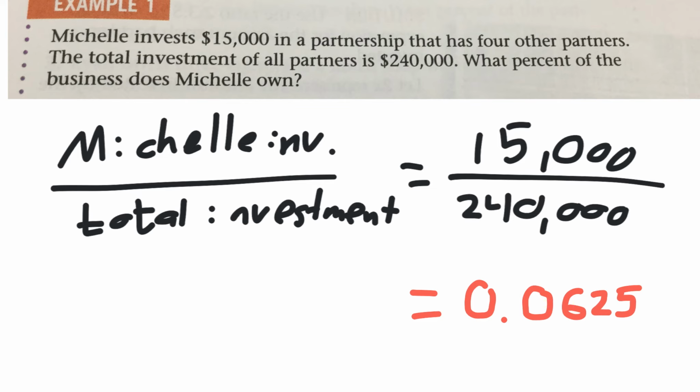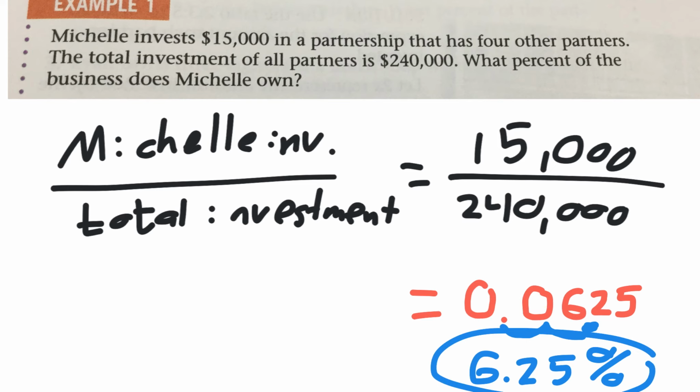0.0625. And so again, when you do regular math, a regular division, this is going to give you a decimal answer. Well, they just want this in a percent. So to convert from a decimal to a percent, we move the decimal place two places to the right, or we multiply by 100. So that means Michelle owns 6.25% of the company.